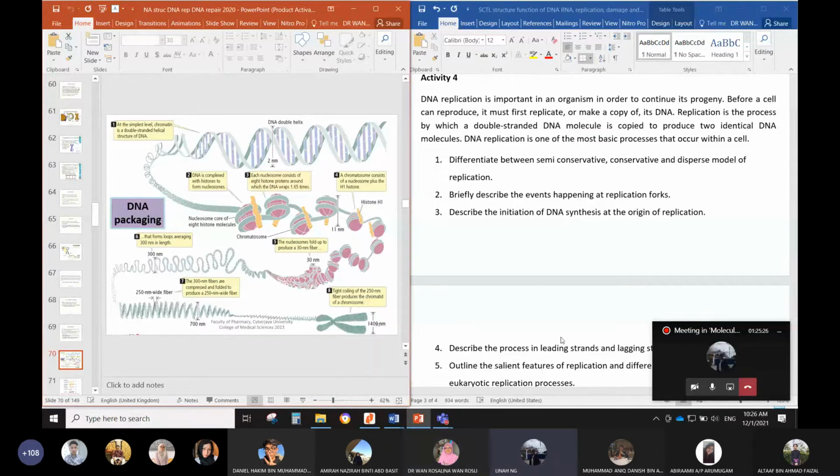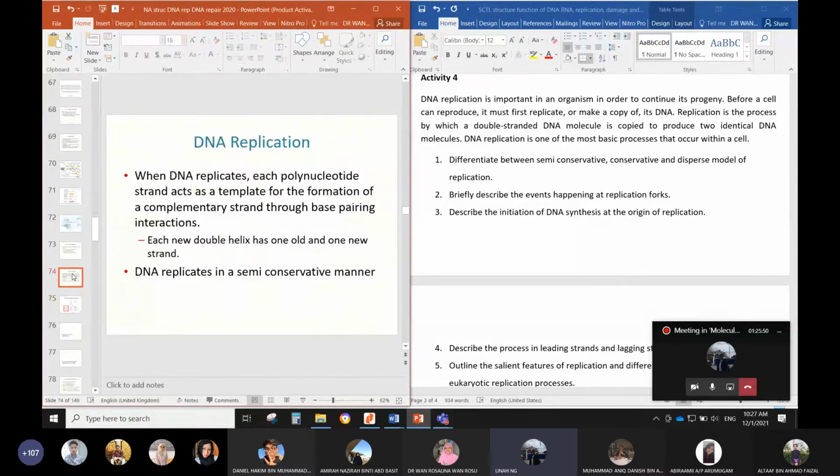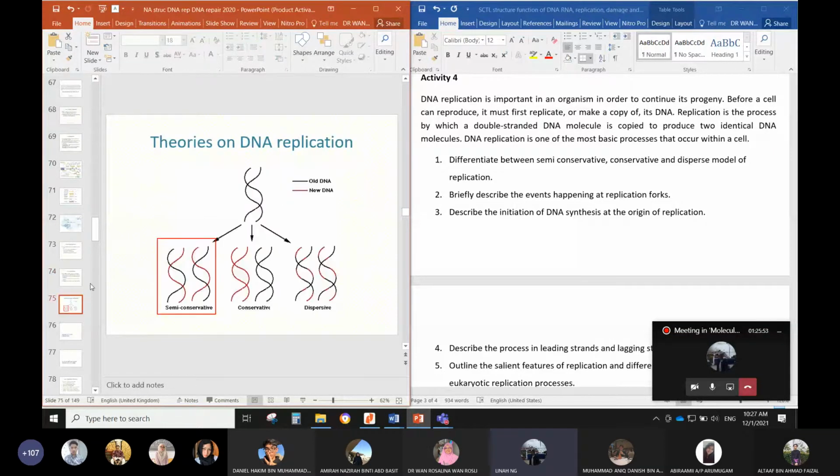Can I try, Doctor? My name is Lina. Okay, Lina. For the conservative replication, there's one helix made completely of old DNA and one made completely of new DNA. Whereas for the semi-conservative, there's two helixes that both contain one old and one new DNA strand. But for the dispersive DNA replication, there's two new DNA strands, and they both have a patchwork of the original and the new DNA mixed together. All right, thank you for that, Lina.